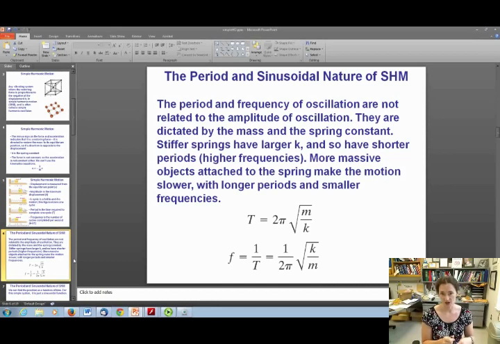And more massive objects attached to the spring make the motion slower, more sluggish, with longer periods and smaller frequencies. That's given mathematically by the period T equal to 2 pi times the square root of m over k, and the frequency is equal to 1 over the period, which is equal to 1 over 2 pi times the square root of k over m.